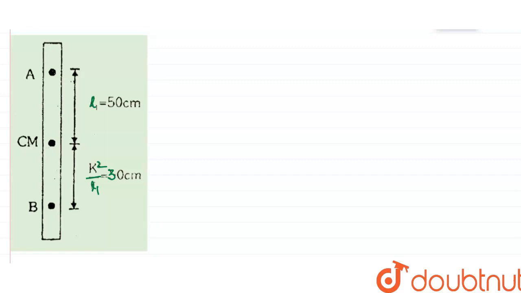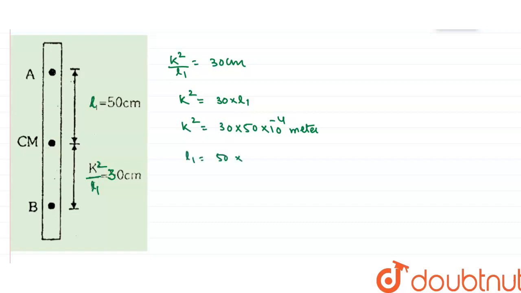Now I can write K square upon L1 is 30 centimeter. That means the value of K square will be 30 into L1, and L1 is given as 50. So I can write 30 into 50, and changing centimeter into meter, it is 10 to the power minus 4 meter square. This is the value of K square, and L1 is given as 50 into 10 to the power minus 2 meter.